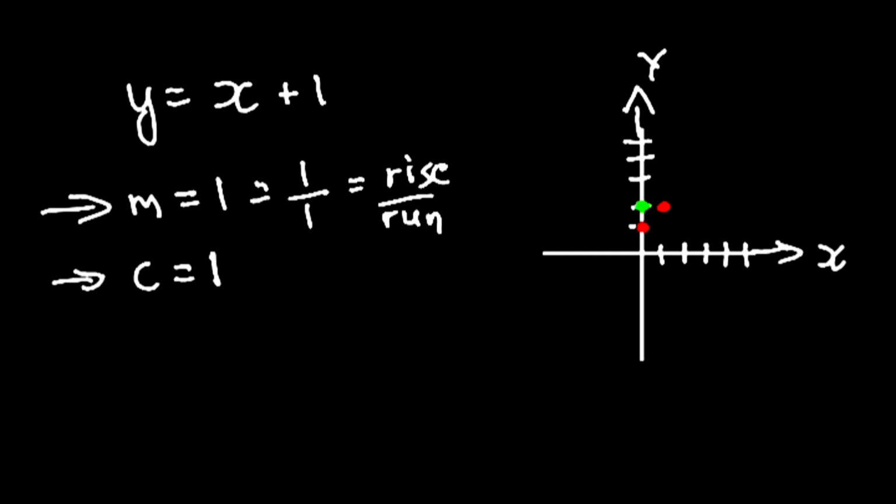Now we can extend our line. We only need 2 points because a line's infinite. So you can just draw a line and put arrows on the end to show that it's going infinitely. Make sure you do that with lines. So that is y equals x plus 1.